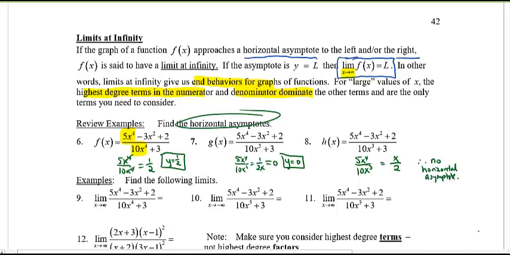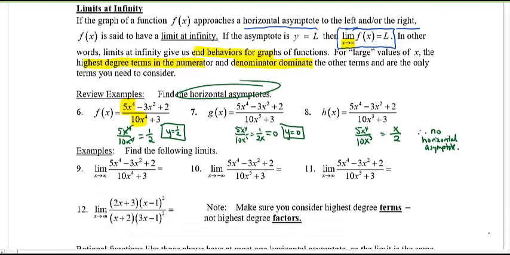Now, number 9, 10, 11, can you look at them? The question is find the following limits. But really, the expressions are the same. 9 matches with 6. 10 matches with 7. And then 11 matches with 8. So we can just copy down the answers if you wish, and you can.